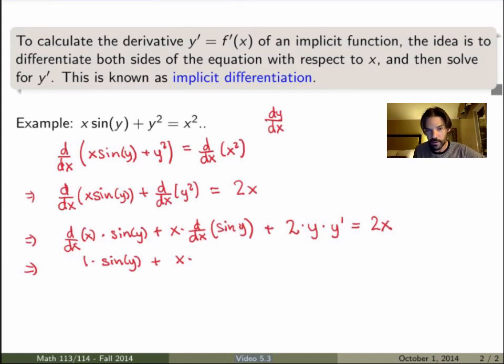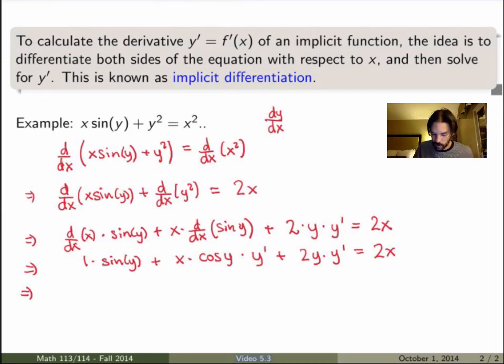The outer function is the sine function. The derivative of the outer function becomes a cosine evaluated at y times the derivative of the inner function, which is y prime, plus 2y times y prime is equal to 2x. Now I'm almost done, but not quite.